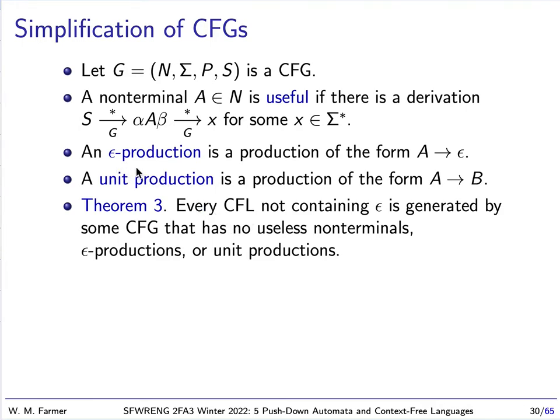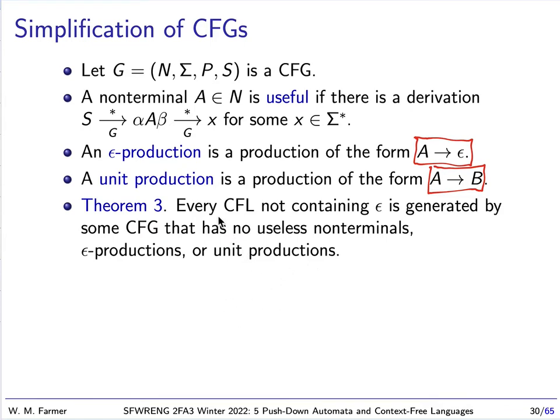The second thing is we're going to say an epsilon production is a production of this form. It's a production that just produces the empty string. And a unit production is a production of this form. It takes one non-terminal to another non-terminal.